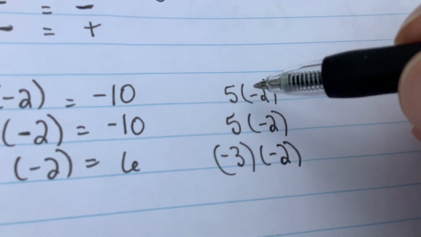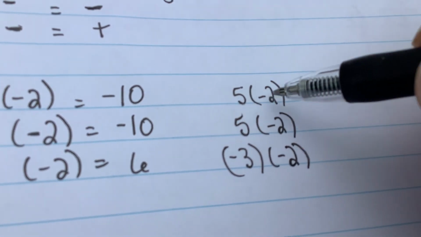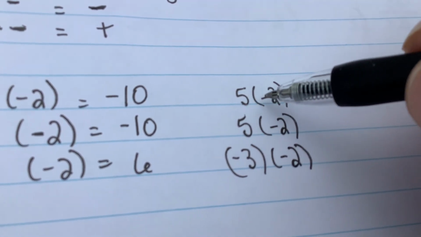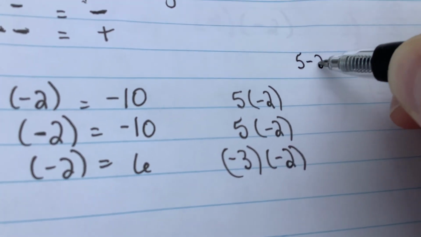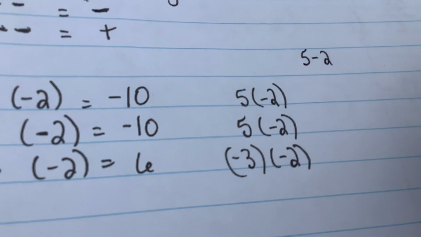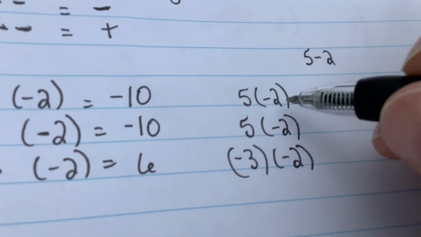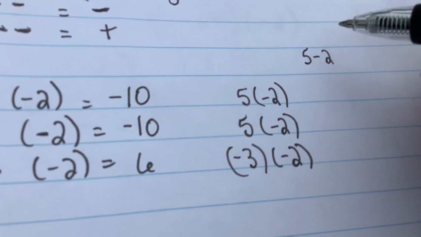So this one here, it is still 5 times negative 2. You say, well, why isn't it 5 minus 2? Well, that would look like this. Okay, 5 minus 2 would look like that. Okay, they wouldn't need the parentheses, so they wouldn't use it.